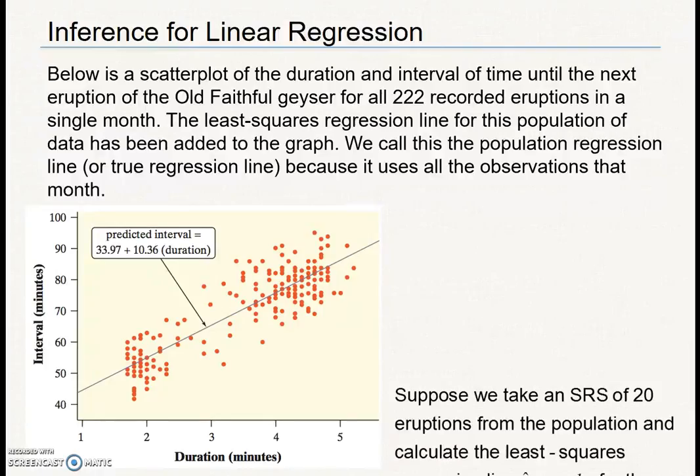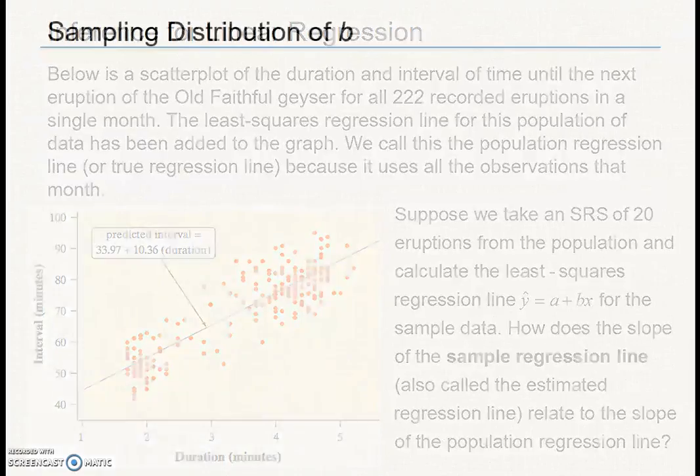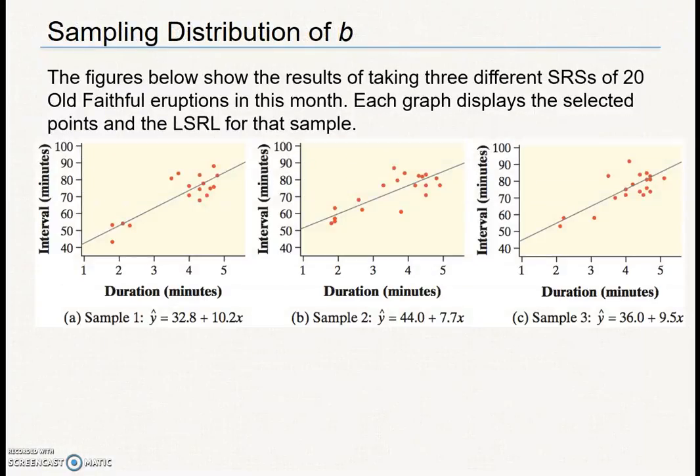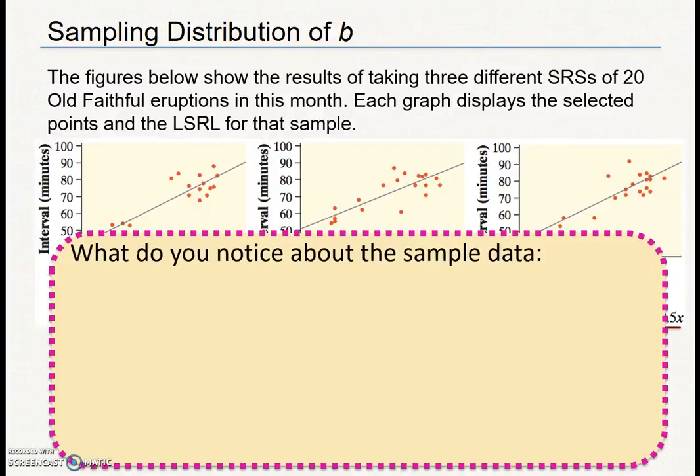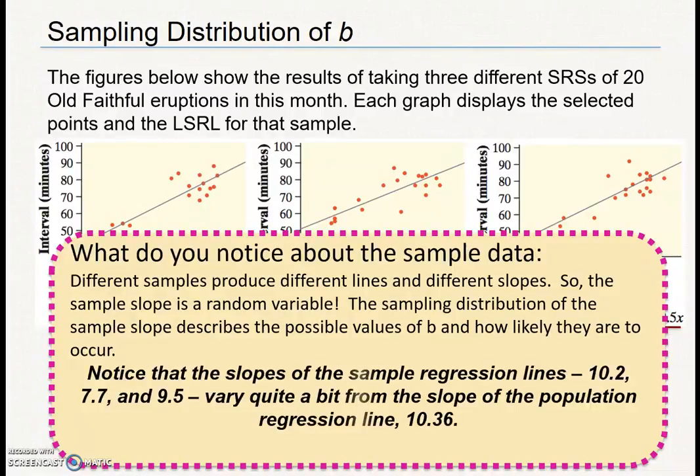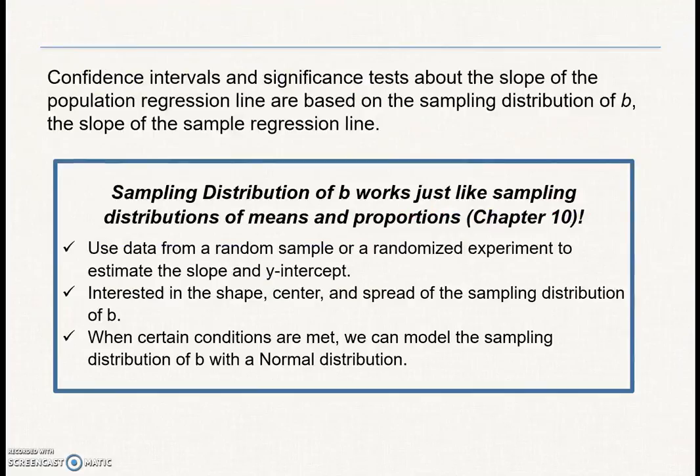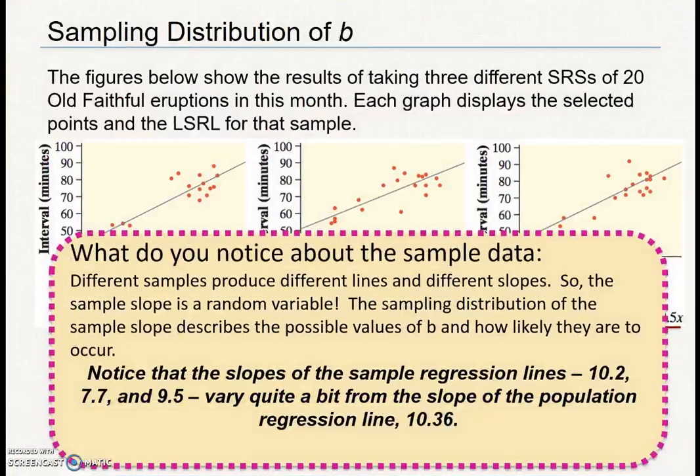Now, if we took random samples, each random sample would produce a slightly different regression line. So notice you have slopes of 10.2, 7.7, and 9.5, all of which are different from the actual slope for the population. So take a moment there if you need to.